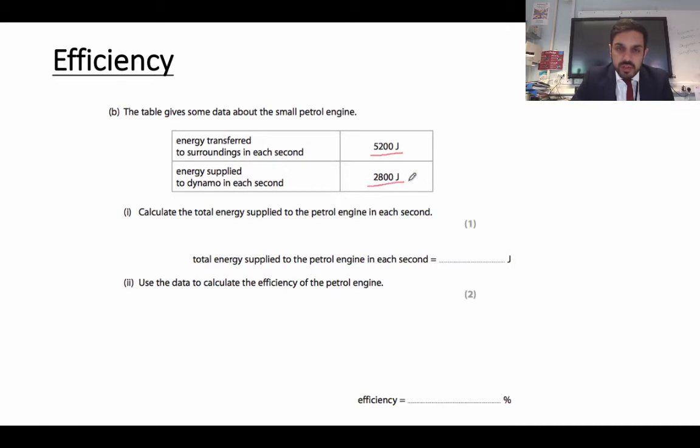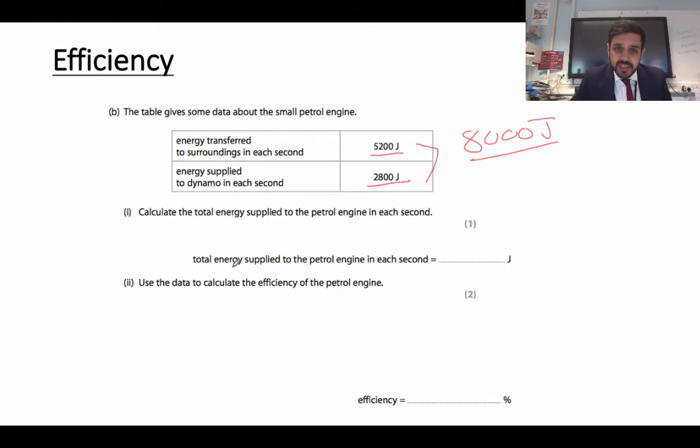2,800. So it's basically a little machine, and what you want it to do is go to the dynamo so it changes it around. Calculate the total energy supplied to the petrol engine in each second. Now the total energy is easy, because what do you do? Just add the two numbers up. That's how much you put in all together.